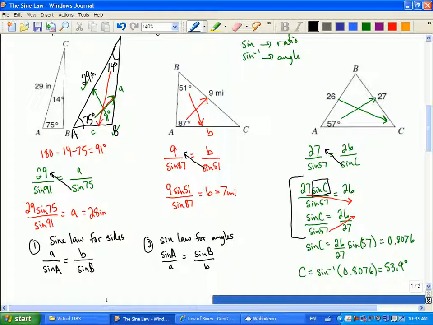So I'll try to remind you of that as we practice the sine law again. But if you're looking for an angle, put your angles on top. If you're looking for a side, put your sides on top. That way you'll be less to rearrange when you're done.